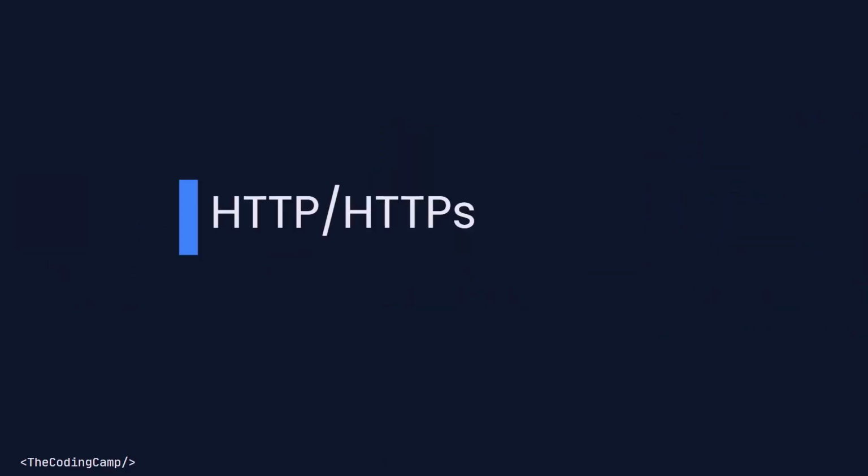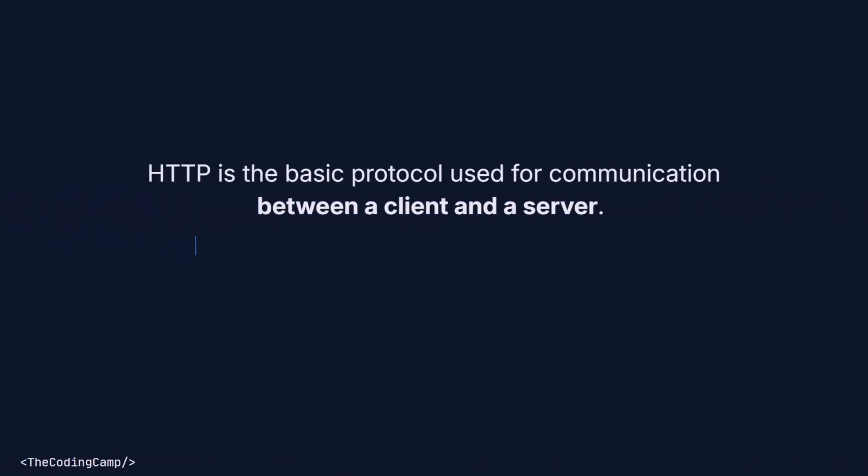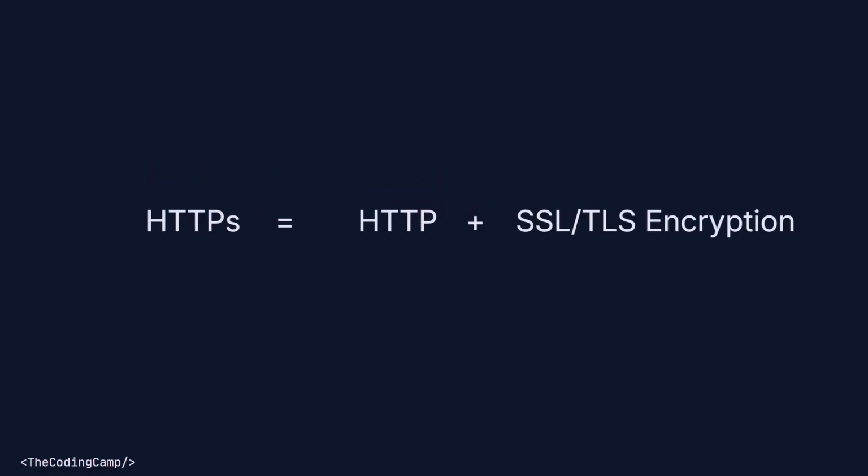Let's understand the foundational communication protocol HTTP and the difference between HTTP and HTTPS. HTTP, which is an abbreviation for Hypertext Transfer Protocol, is the basic protocol used for communication between a client and a server. It defines how requests and responses are structured. The issue with HTTP is that it's not secure. Data is sent as plain text. And that's what HTTPS solves.